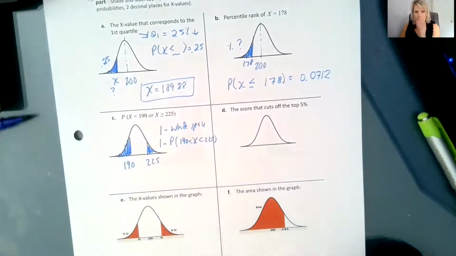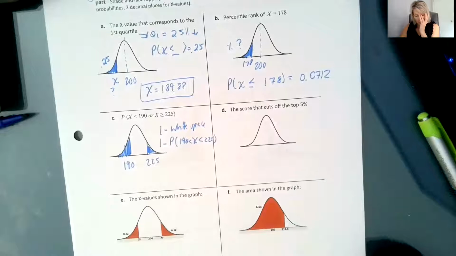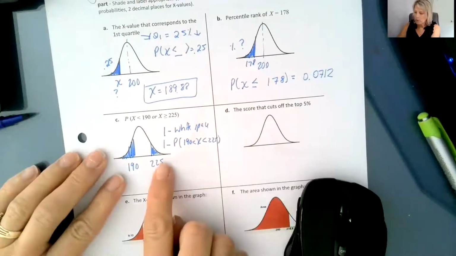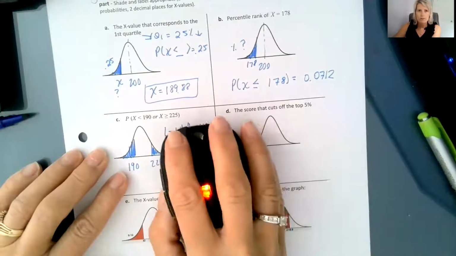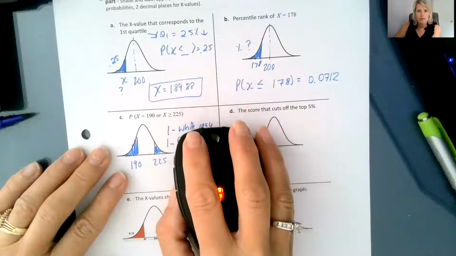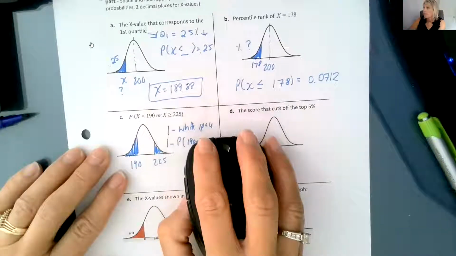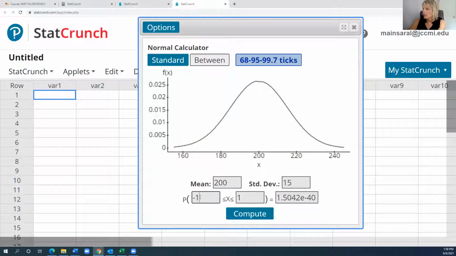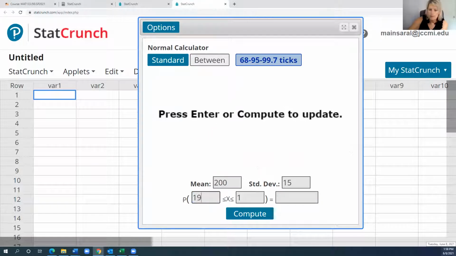So let's do that. Let's find the area between them, 190 and 225. So let's go back to my StatCrunch. We're going to click on the between, and the between is going to be between 190 and 225, and hit enter.